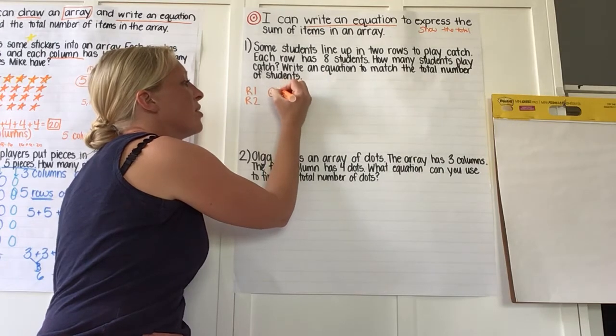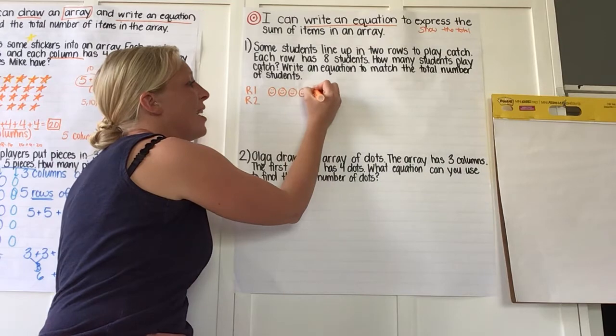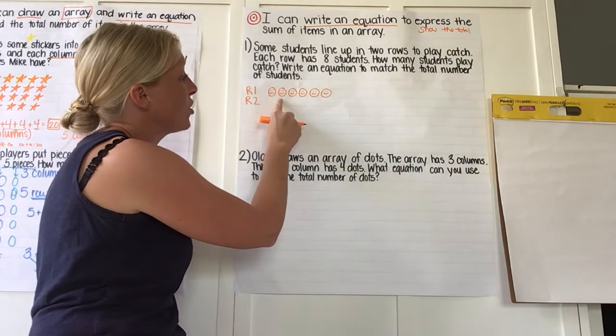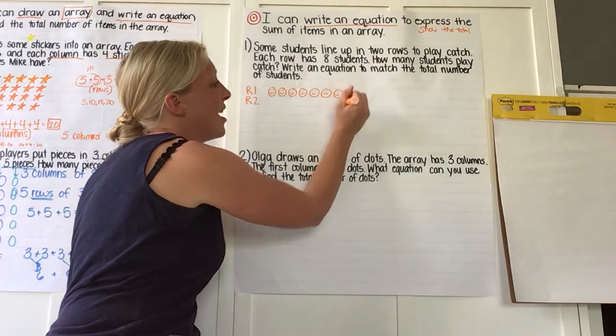And how many students do I have in each row? I have 8 students in each row. I'm assuming they're smiling because they're playing catch. 1, 2, 3, 4, 5, 6, 7, and 8.